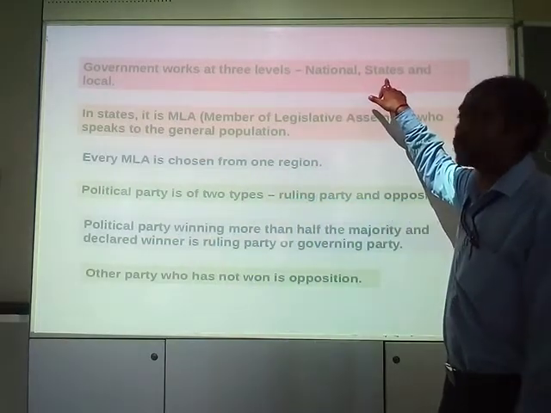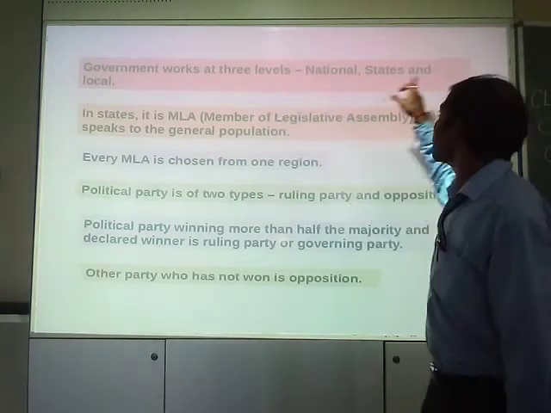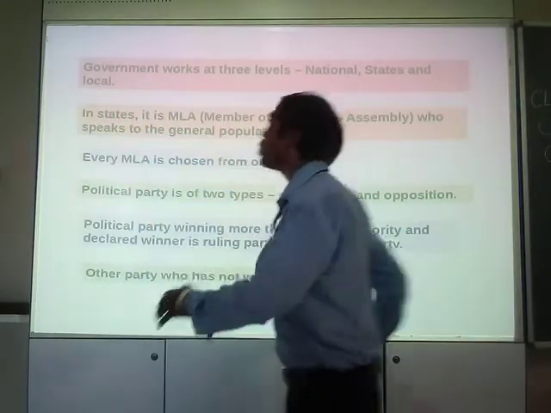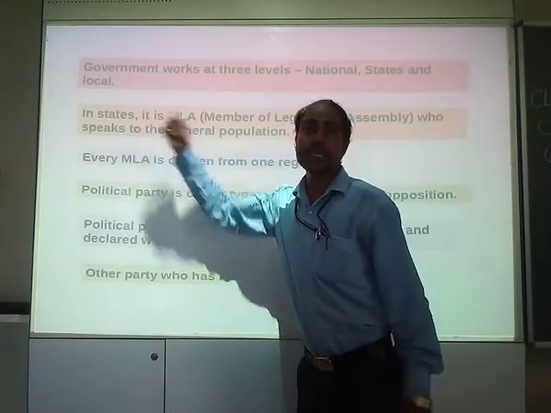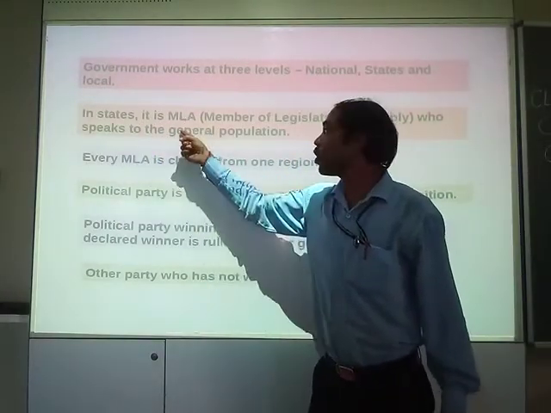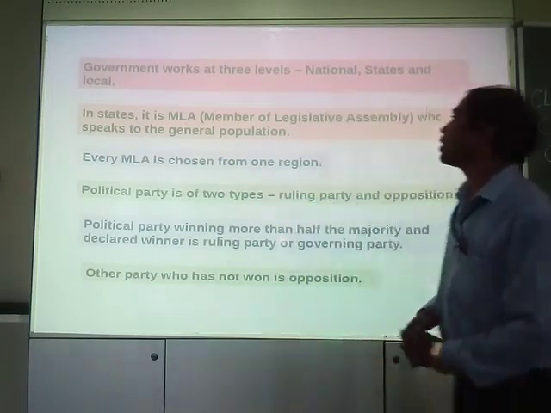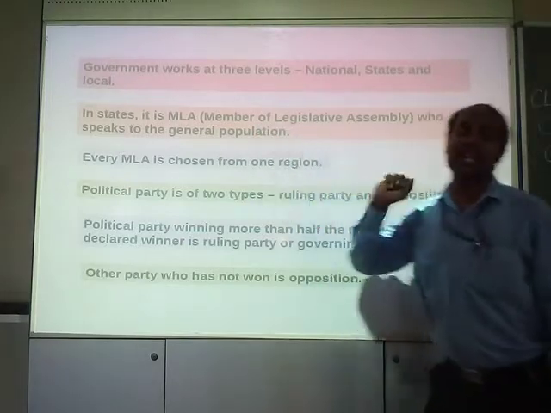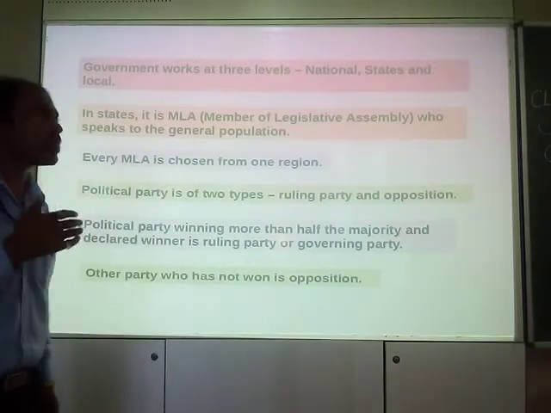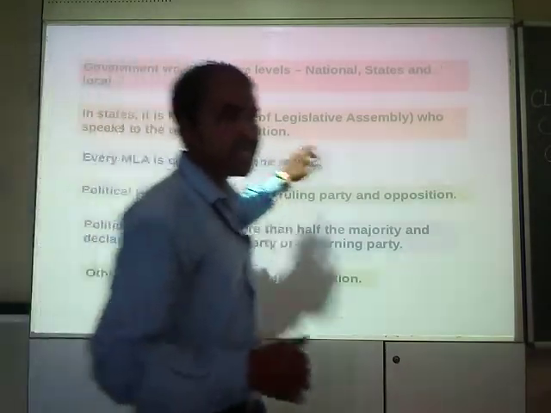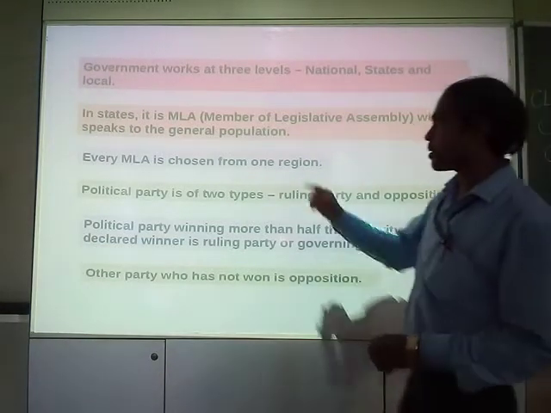Now in states, because this chapter is about the state government, we are not going to learn about national government and local government. We are going to learn about state government. So in states, it is the MLA. The full form of MLA is Member of Legislative Assembly. It is the MLA who speaks to the general people, the common people, the general population.